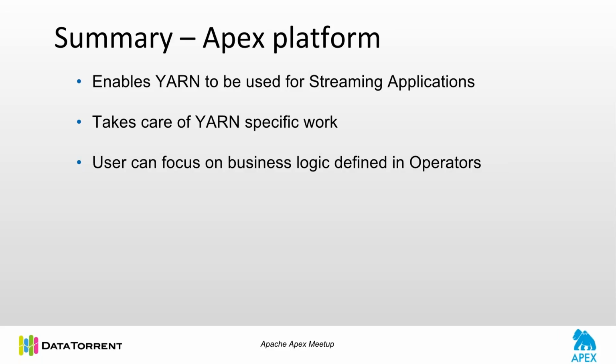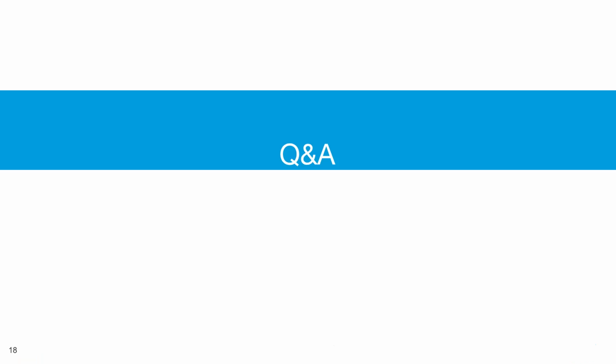So that's a summary: Apex enables YARN to run your streaming applications. If you want to run a streaming application on top of YARN, don't write all the code yourself. You can use this Apex platform. Most of the commonly used scenarios and bookkeeping things are coded here. You just have to write your business logic, and only if it is different from what we have. It will take care of all YARN-specific work, and you just have to focus on your business logic. Don't worry about anything else.